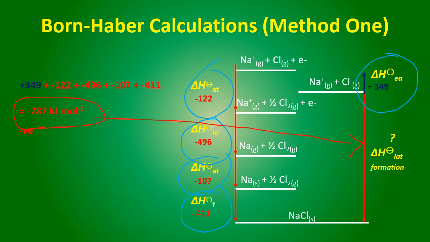It's negative because it's an exothermic process. It's exothermic because it's bond forming. The clue's in the definition. It's the enthalpy of lattice formation.